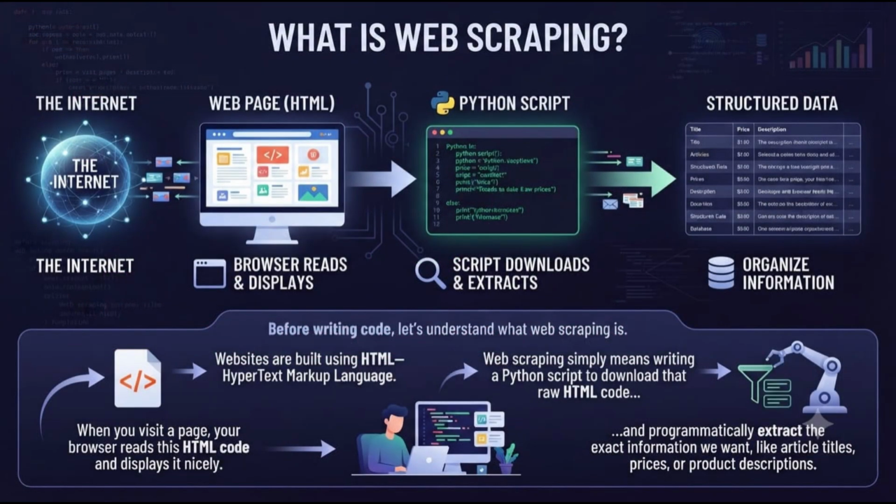Before writing code, let's understand what web scraping is. Websites are built using HTML, hypertext markup language. When you visit a page, your browser reads this HTML code and displays it nicely. Web scraping simply means writing a Python script to download that raw HTML code and programmatically extract the exact information we want, like article titles, prices, or product descriptions.